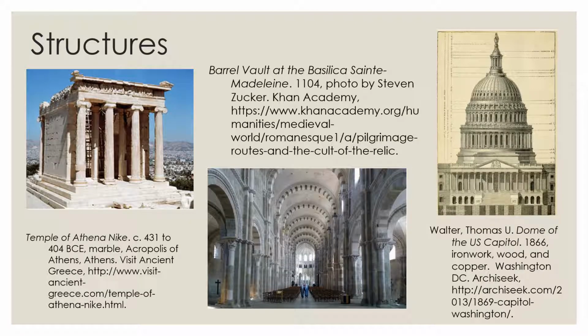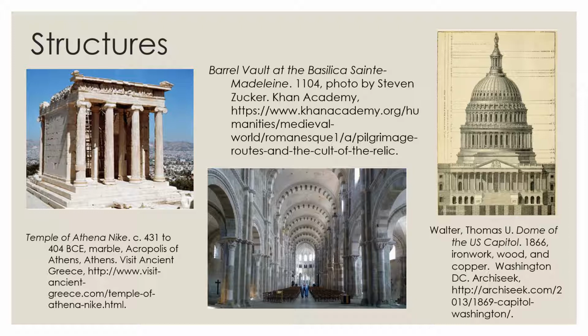Here, I have examples of all 3 structures. The Temple of Athena Nike used the post and lintel construction. It uses Ionic columns, which are characterized by the scroll-like tops joining to the lintel. Other Greek structures use Corinthian and Doric columns as well.